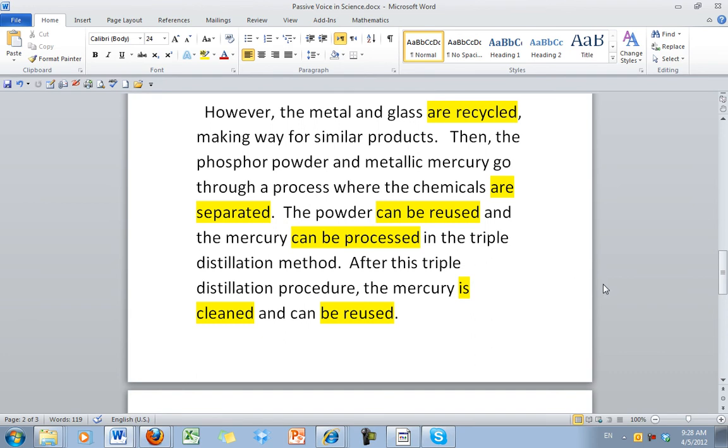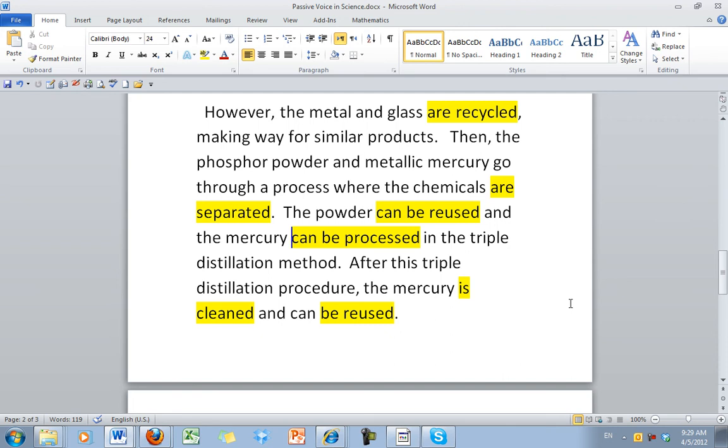Then, the phosphor powder and metallic mercury go through a process where the chemicals are separated. The powder can be reused, and the mercury can be processed. Now, here are two different types of passive voice. Before, we were using simple present. Now we're using the modal form with can. The powder can be reused, and the mercury can be processed.